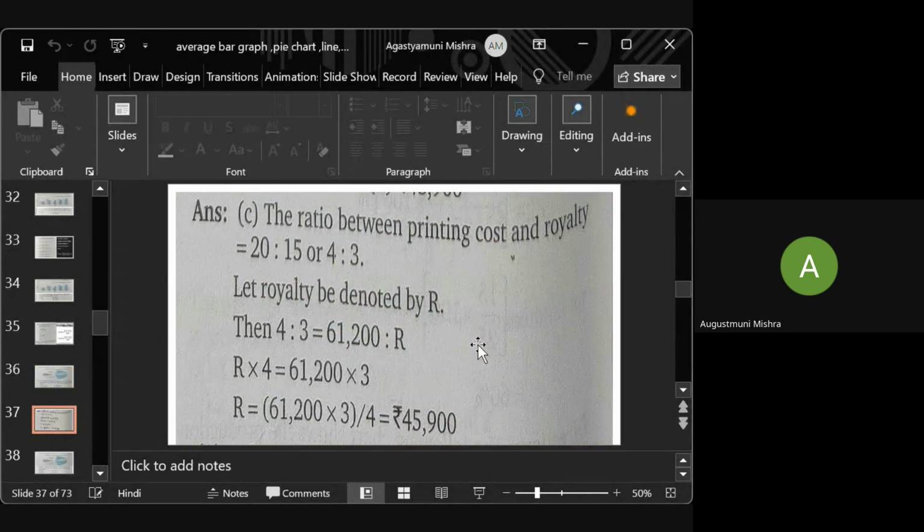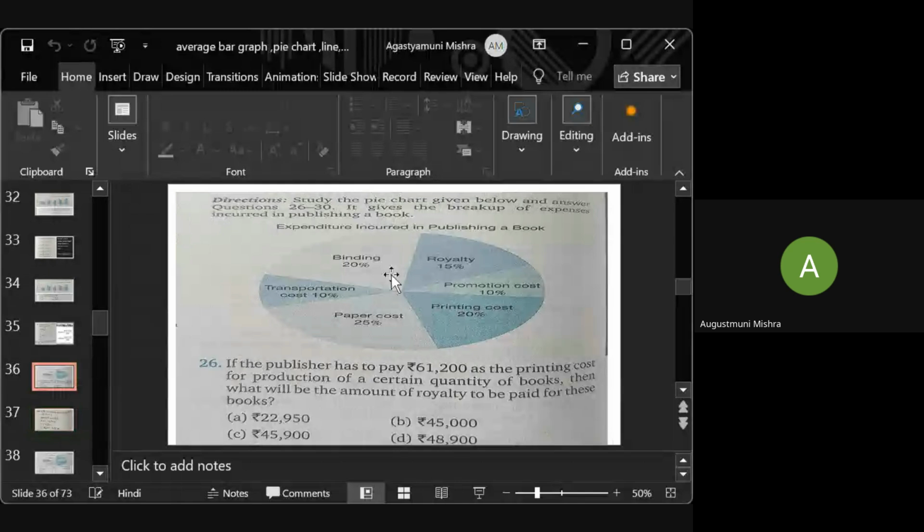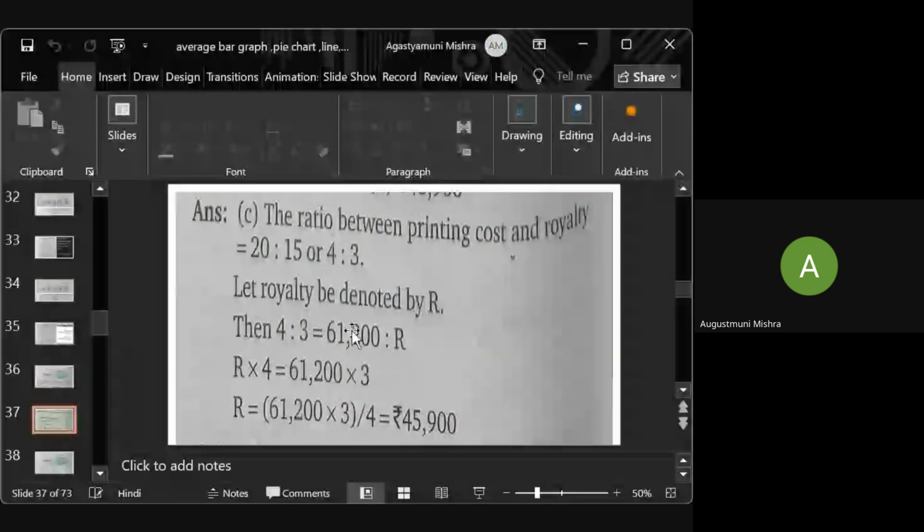The ratio between the printing cost and royalty is mentioned here as 20:15. By seeing the question, let royalty be denoted by R. So that will be 4:3 equals 61,200, which was given, and the ratio of R. Okay. So at the end, for getting R, you have to shift that 4/3 when you're writing it in ratio form, then that will go to that side.